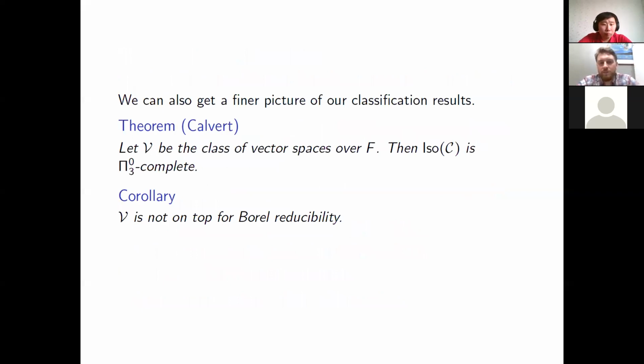So this is a non-classification result. If you look at classification results, you can get a finer picture by saying, okay, maybe they live in the Borel hierarchy, but at what level do they live in the Borel hierarchy? So again, we'll go back to this class of vector spaces. And it turns out the isomorphism problem is what's called pi3 complete. So it's pi3, and it's as hard as any pi3 thing could be. In particular, this means that vector spaces are not on top for Borel reducibility. They're not as complicated as structures could be, which makes sense, because vector spaces are very simple things. How could they be maximally complicated? But we get a specific level: pi3, that's where our classification sits.